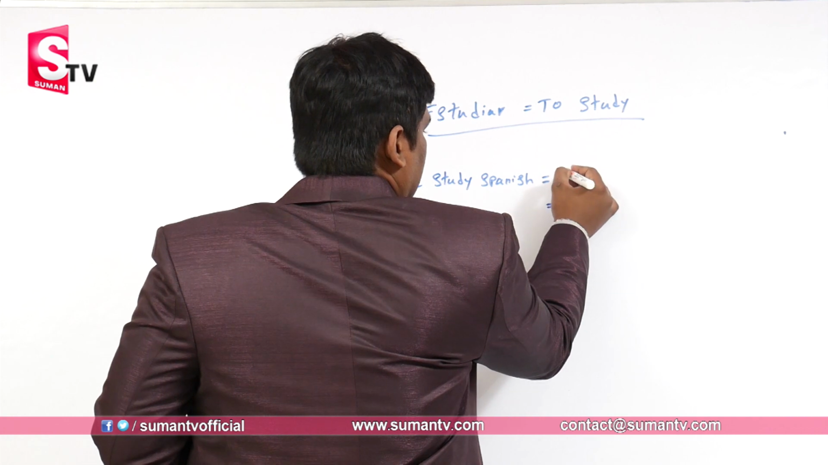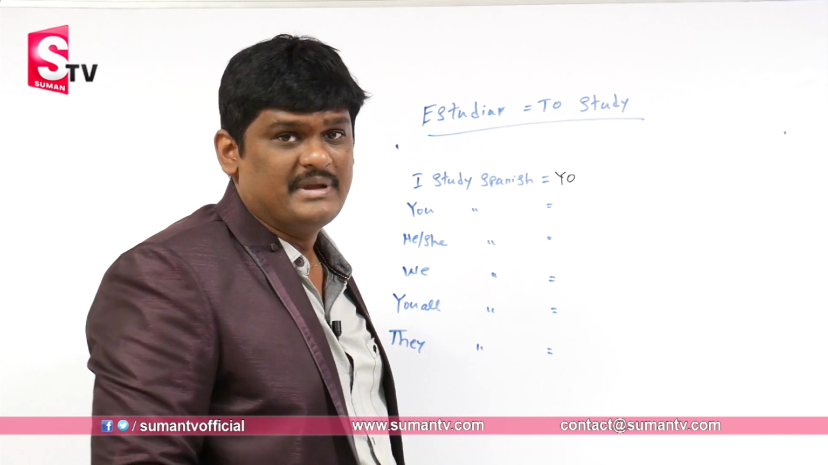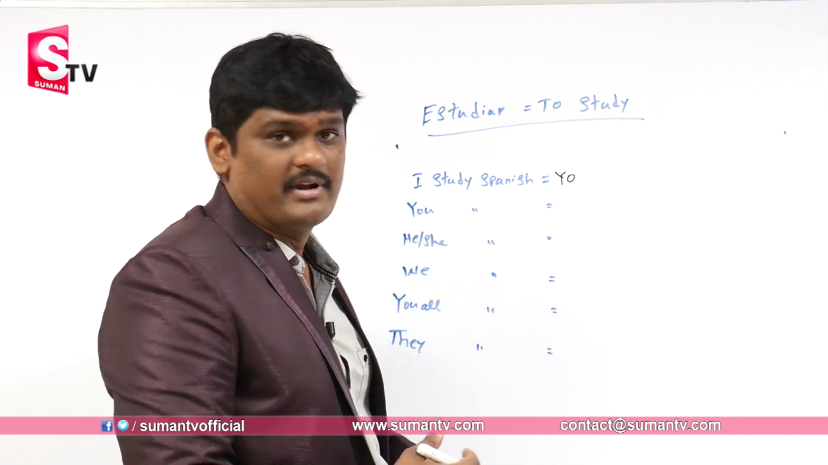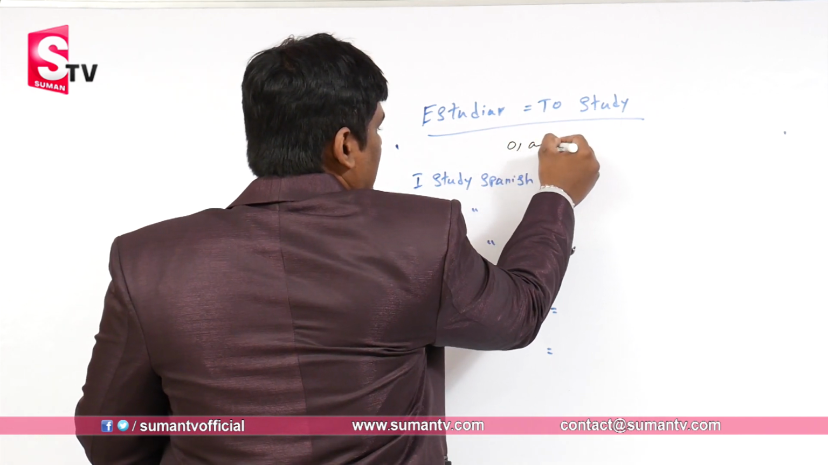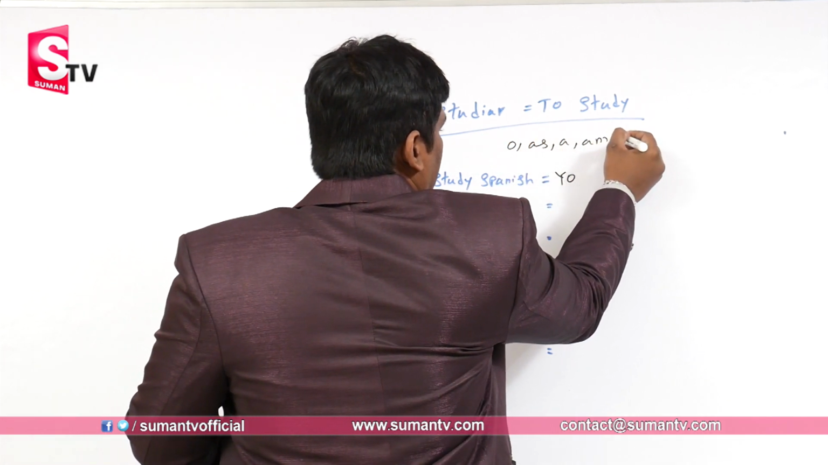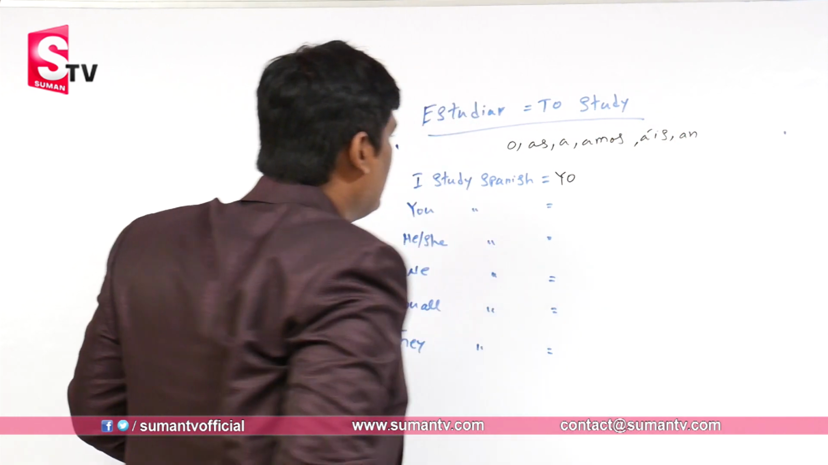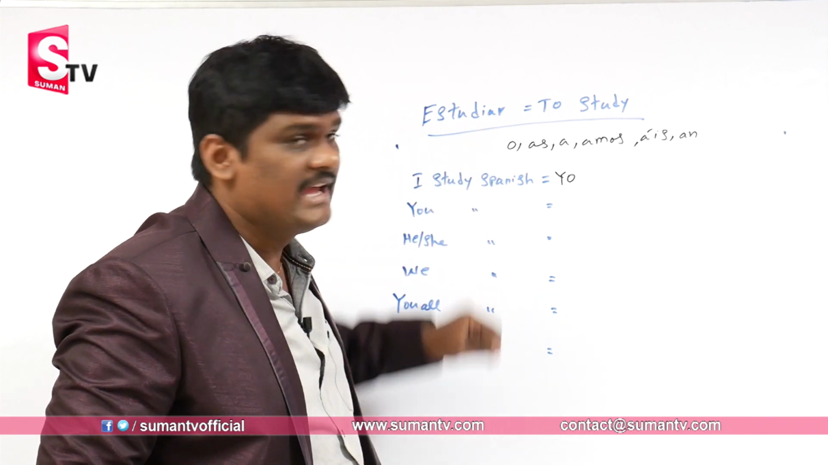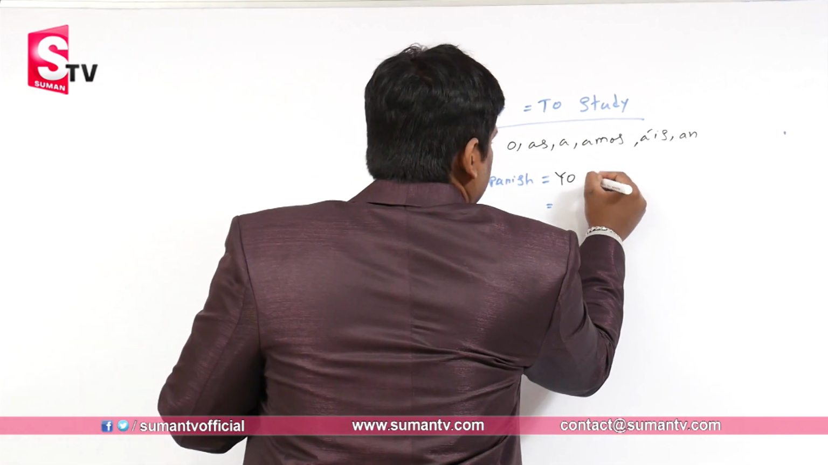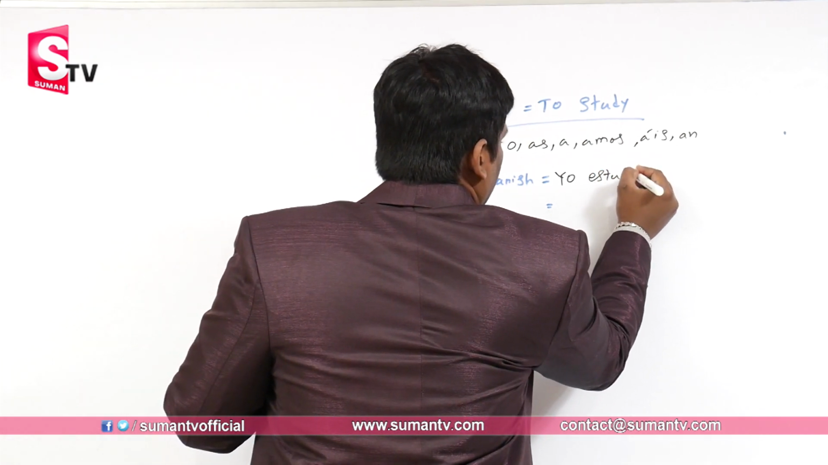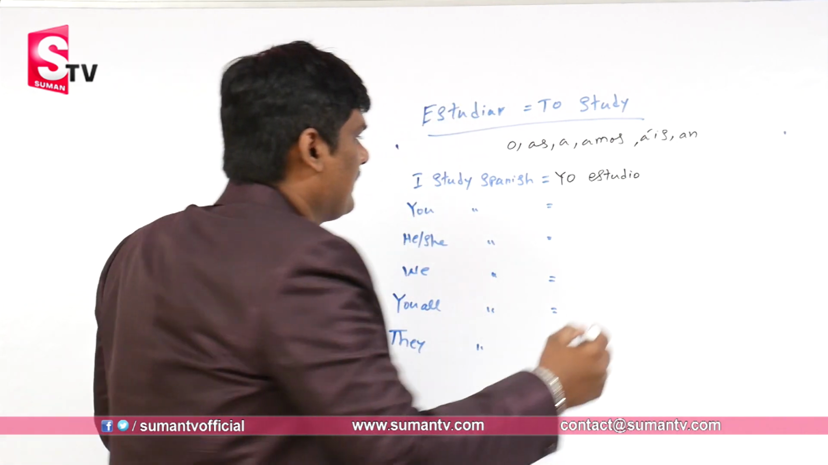I is yo. Study. Estudiar means study. So what is the conjugation for study? As we already discussed, the rule is o, as, a, amos, ais, an. So instead of this ar, we have to keep o. So it becomes estudio. Estudio. So Spanish is called Español.